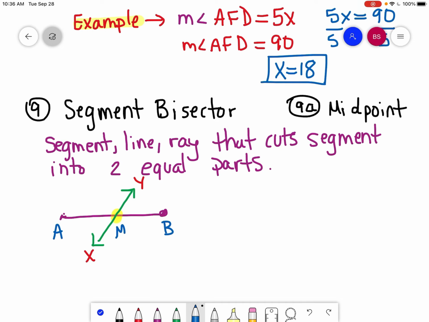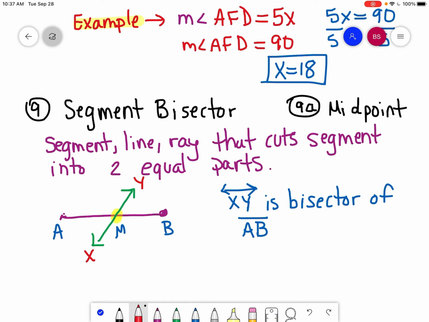Next, I want to show you my label. That would be line XY is the bisector of segment AB. So here the line XY is doing the cutting. You can imagine that that's a knife. It's just cutting AB and splitting it in half into 2 equal parts. And the last thing I would need to do is put tick marks. So whenever I cut something into 2 equal parts, I now need tick marks that show that those 2 parts are the same. Okay?